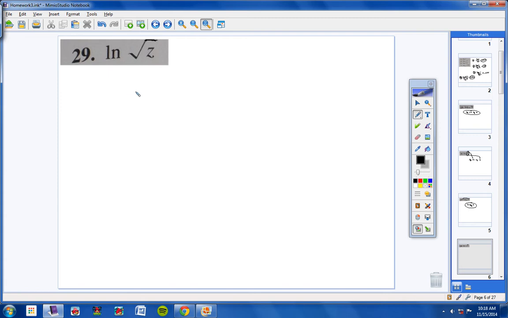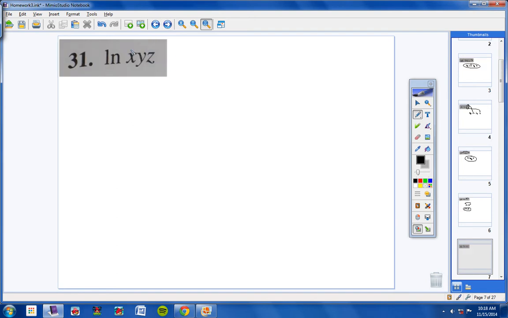Okay, number 29. Well, don't forget that the square root is the same thing as the 1/2 power. So you really have the natural log of z to the 1/2 power, because there's a 1 here and a 2 here. So z to the 1/2. Well, the 1/2 can go to the left, so your final answer is 1/2 natural log of z. Okay? All right, moving on to number 31.